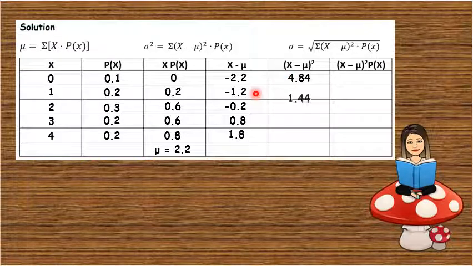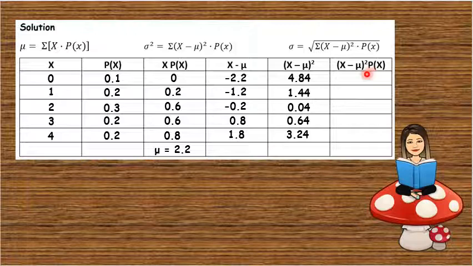Negative 1.2 squared is 1.44. Negative 0.2 squared is 0.04. 0.8 squared is 0.64. 1.8 squared is 3.24.